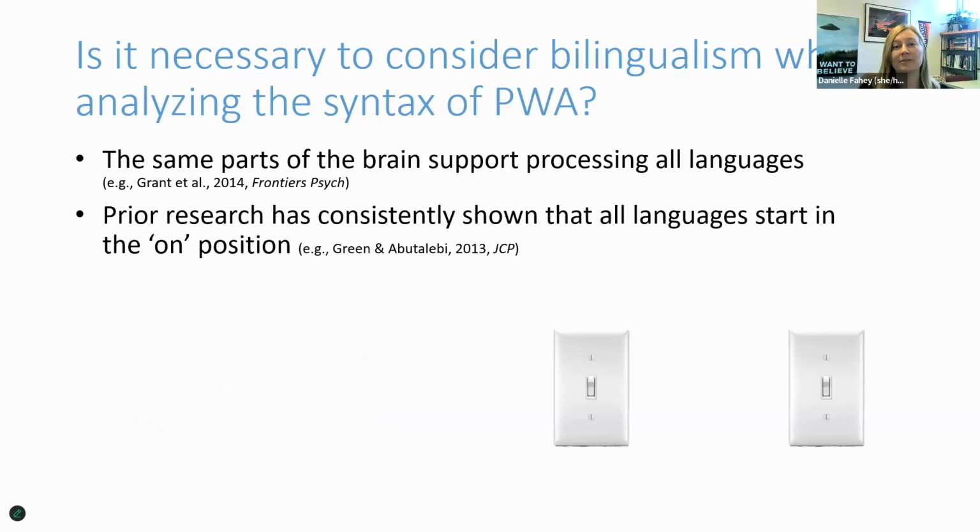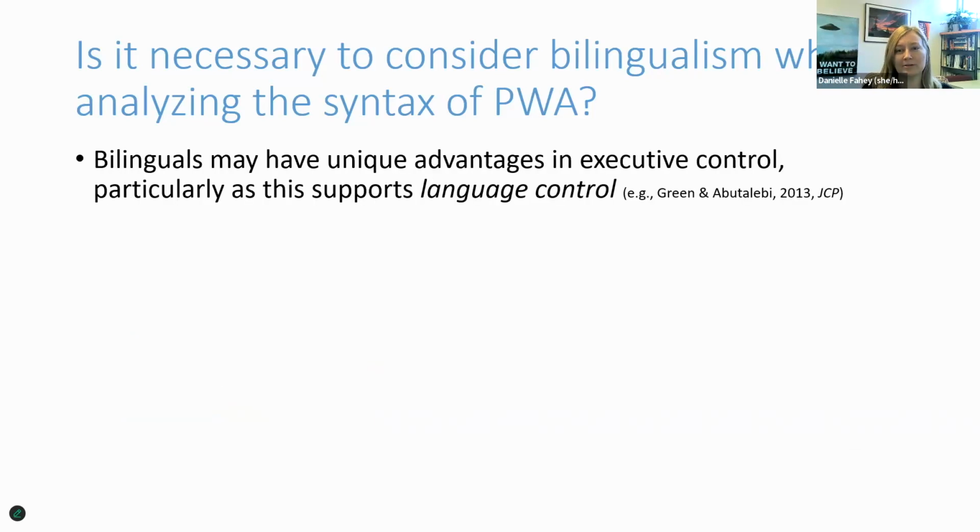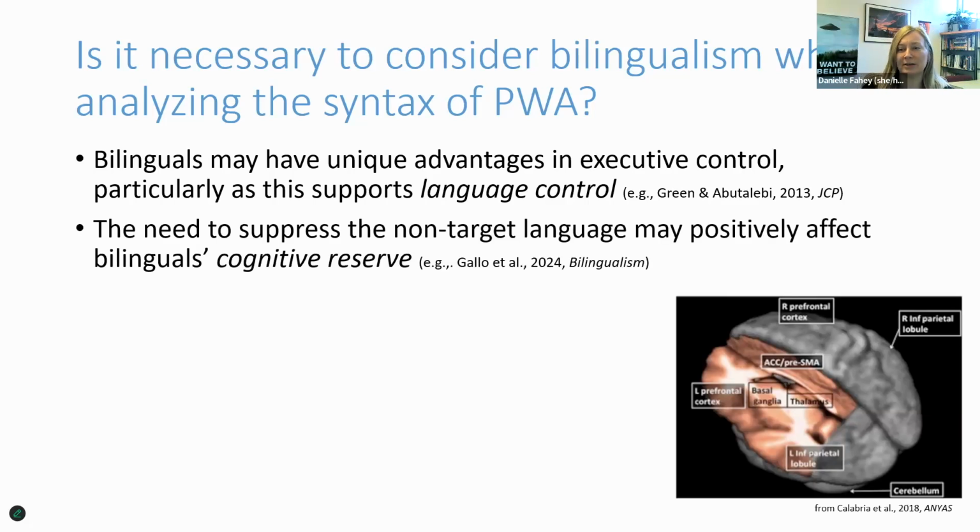In addition, prior research has consistently suggested that all languages start in the on position, and that the non-target language actually has to be suppressed. So, inhibitory processing. This might relate to a unique advantage that bilinguals have in executive control, which might be because they have to have this very strong language control. Whether their abilities are actually that unique, or whether they relate to language control, is a matter of debate. But nevertheless, we do see that bilinguals need to suppress the non-target language. And we can see the different areas related to executive control also tend to support language control.